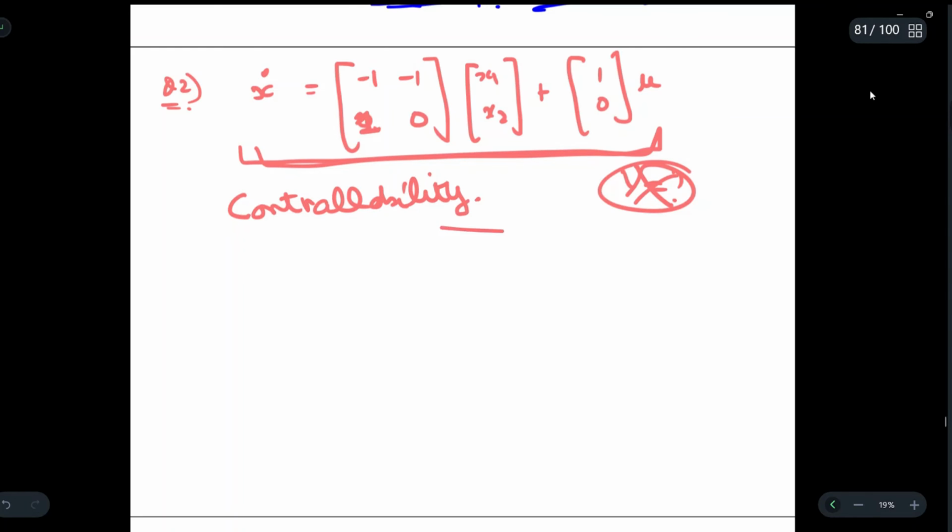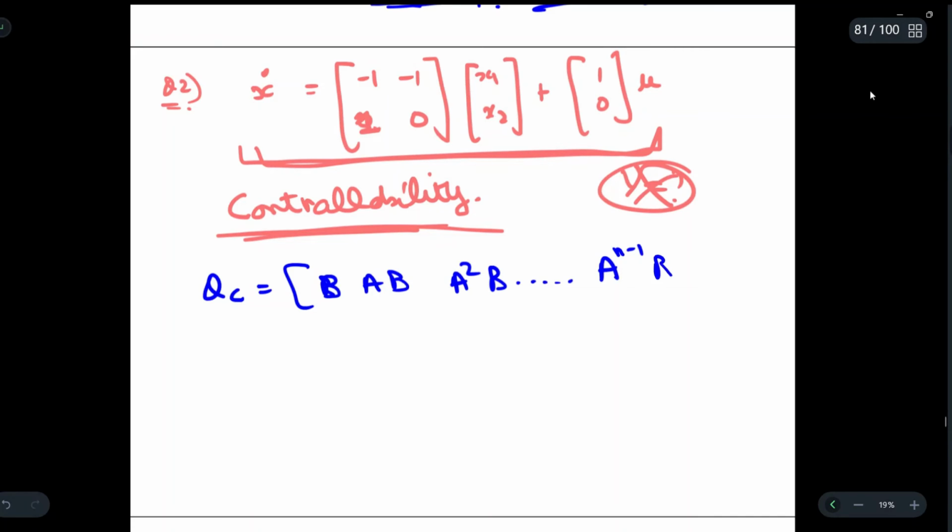And by now you must know what the matrix for controllability is. The matrix for controllability that we have to use is given by B, AB, A square B, till A to the power n minus 1 B. So you must have observed that we only need two matrices, that is B and AB. So it doesn't matter whether y is given to us or not, we only need the A matrix and the B matrix. So now let us proceed with the question.